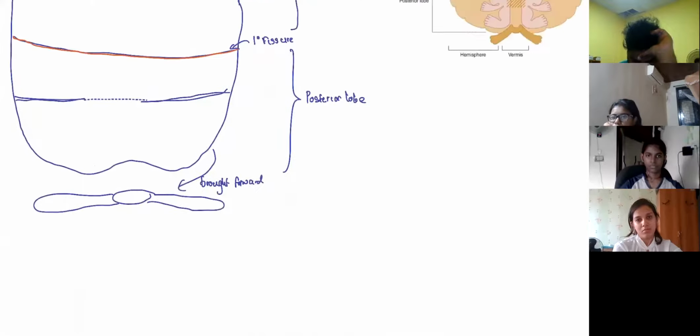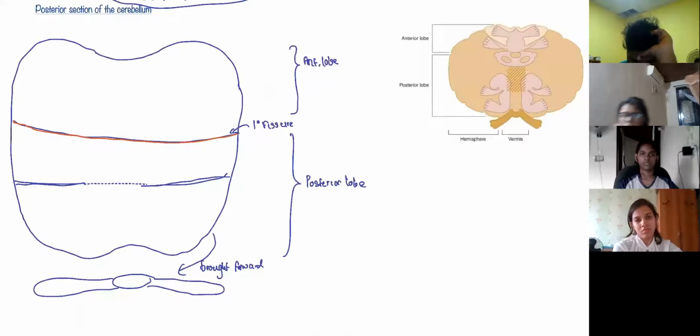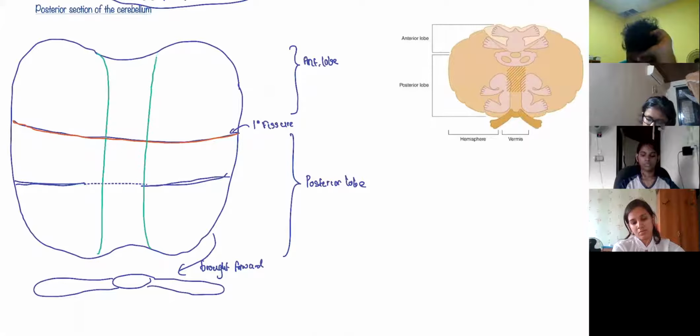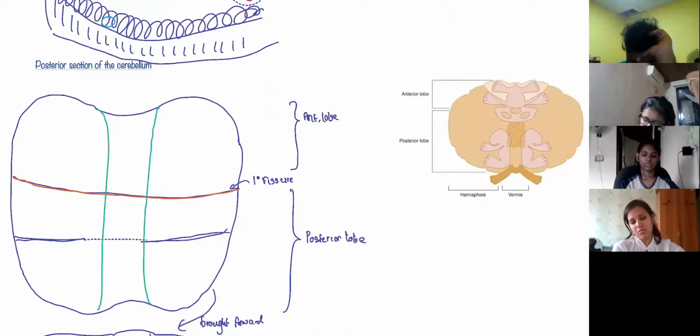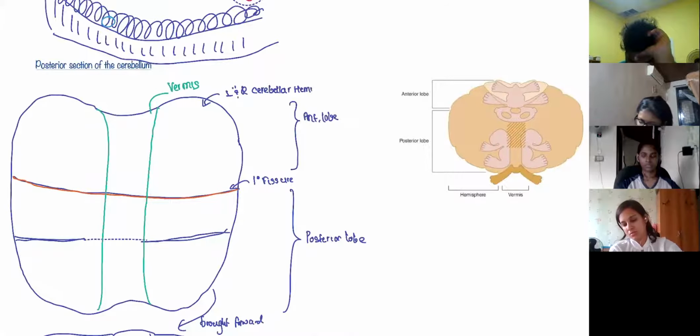So now, our cerebellum is divided into two by something called the vermis. This is called the vermis. And that divides the cerebellum into two hemispheres, left and right cerebellar hemispheres.